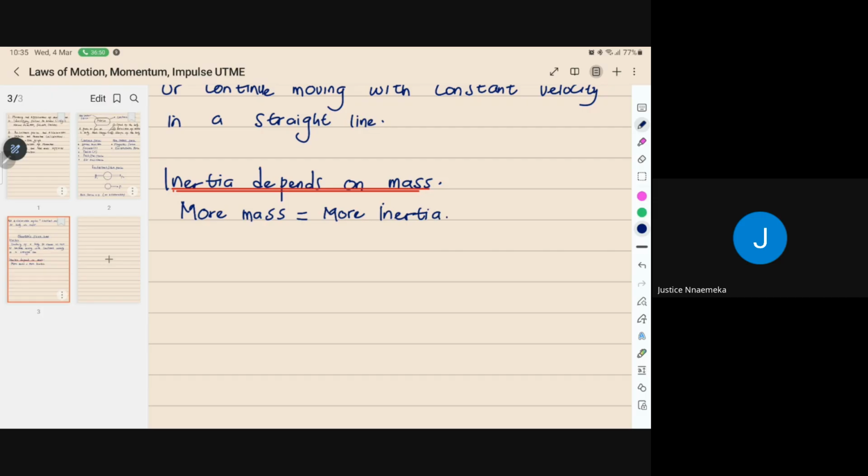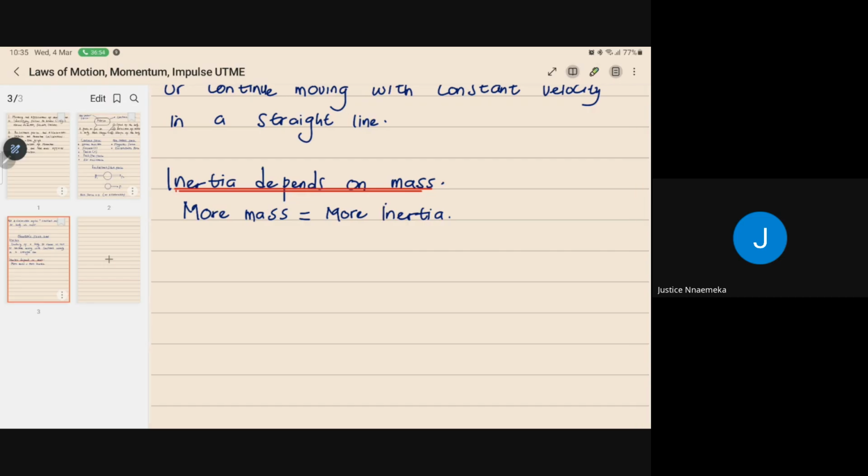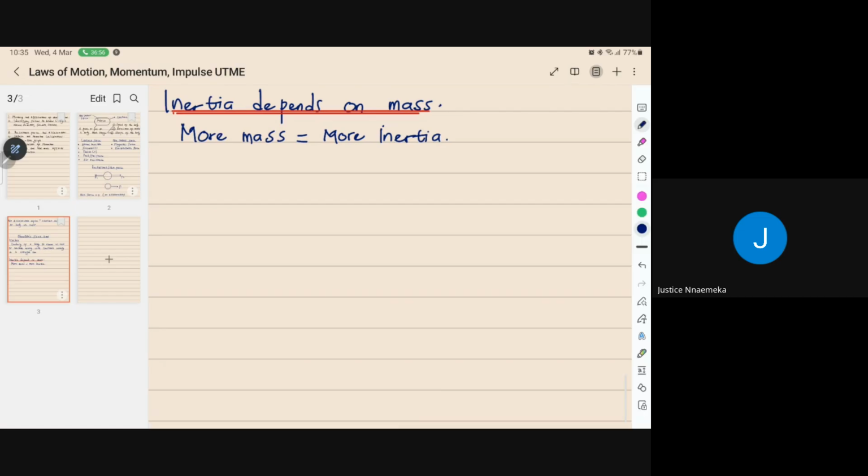All right. So I've given examples about inertia. So what is now Newton's first law? Newton's first law, we can also call it the law of inertia, which I've already said.